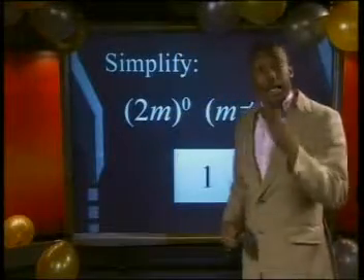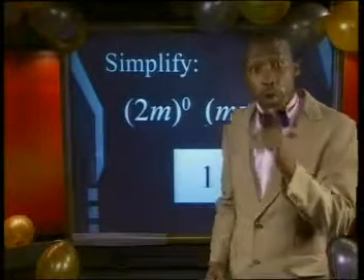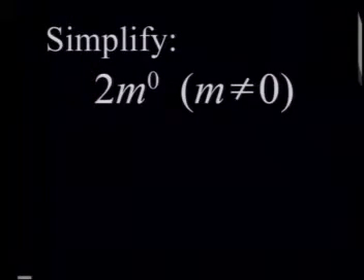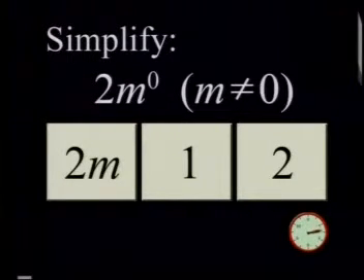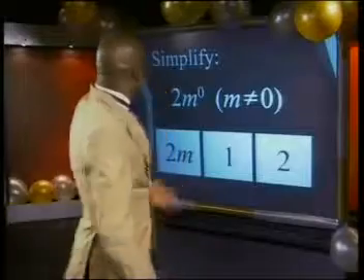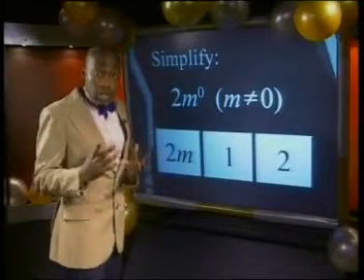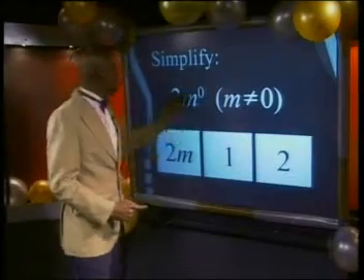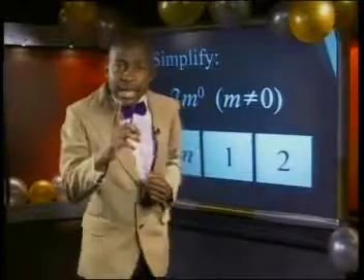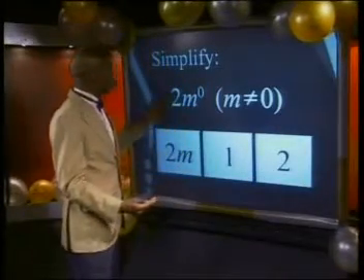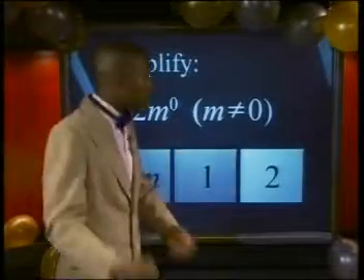The next one might look similar to this one, but take a careful look. 2 multiplied by m to the power of 0. This is your last chance. Did you notice the difference? The 2m is not in brackets, so only the m is raised to the power of 0. And remember, any number raised to the power of 0 is 1. So this is the same as 2 multiplied by 1, which gives us an answer of 2.